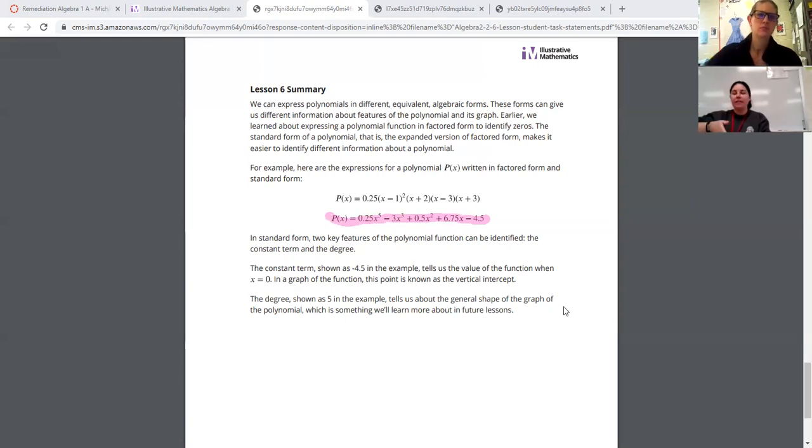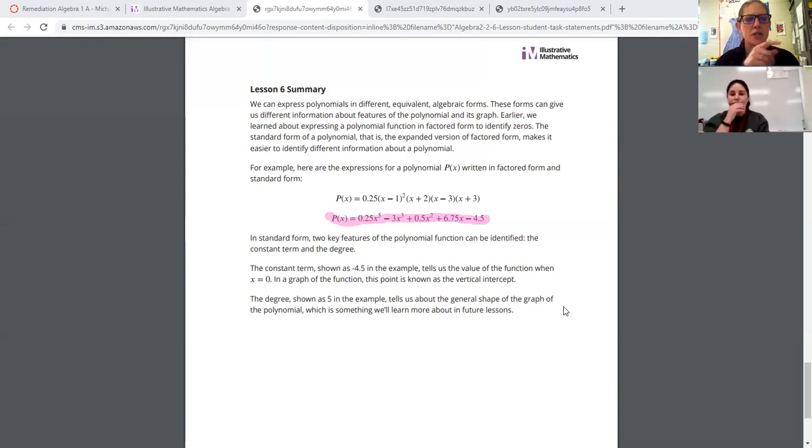So if it's constant, it's not necessarily always the last term, okay? But the vertical intercept or the y-intercept is that constant term. And then also you can see what the leading term is and tell what the degree is very easily because it's always that exponent on the leading term, okay? So this one would have degree 5 and a constant term of negative 4.5.